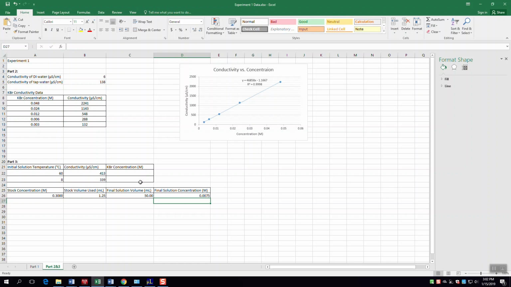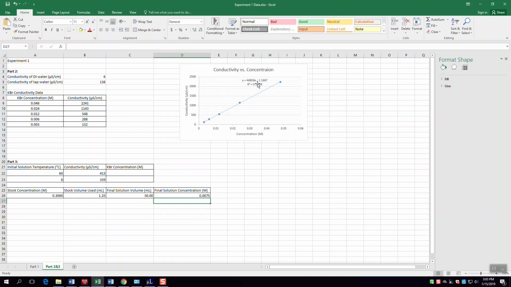So the first thing I want to do is I want to find out what is the concentration of the final solution if I had made it with room temperature water. Now in your case, it's going to be 5 milliliters of your stock NaCl solution, which is 0.250 molar. But in our case, we're going to use 1.25 milliliters of our stock solution, which is 0.3 molar KBr, and we're going to dilute it to a final volume of 50 milliliters. So these are going to be different numbers for you, but it's the same idea.